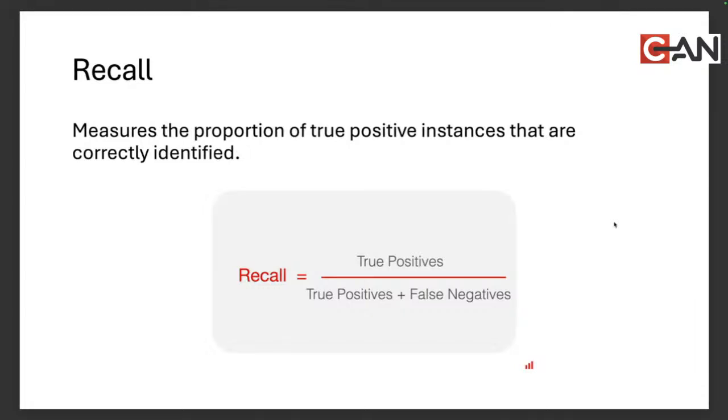Okay, here's the partner metric to precision. The other end of that coin, so to speak, is called recall. So this measures the proportion of positive instances, true positives, over true positives and false negatives. So this measures the proportion of instances that were correctly identified.